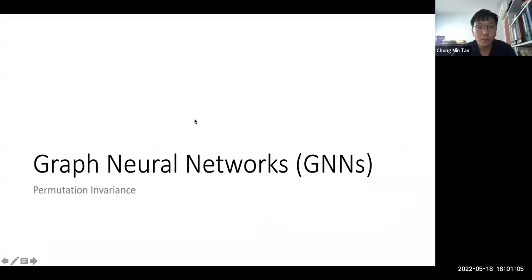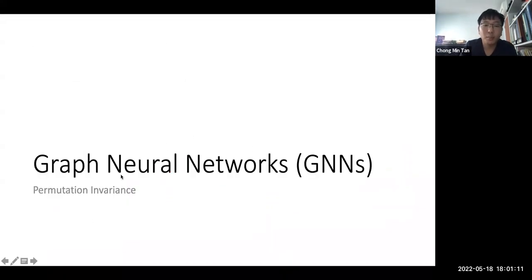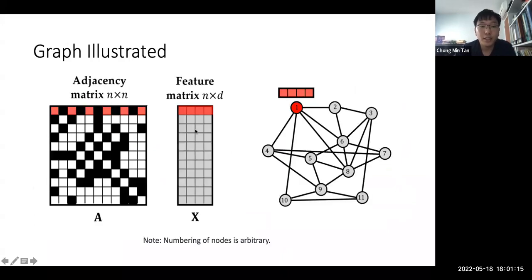Okay, so I'll maybe just touch on graph neural networks and then we just end in maybe another 15 minutes. Graph neural networks have this thing called permutation invariance that Prof asked about earlier. So I'm going to cover this in detail. Firstly, let me just introduce.